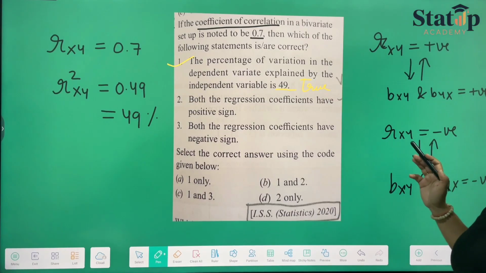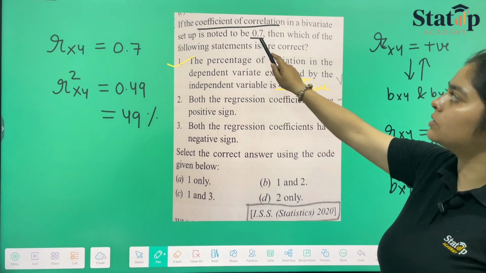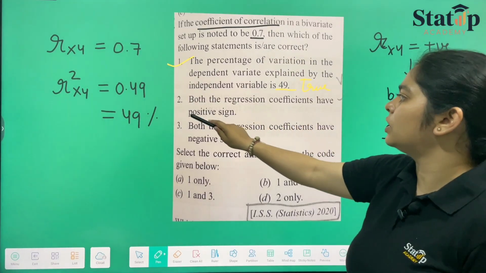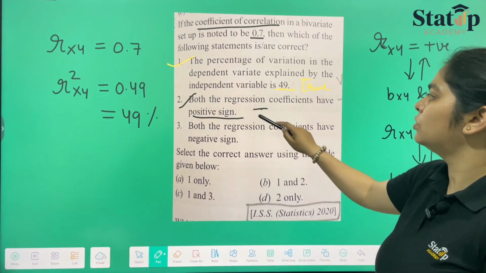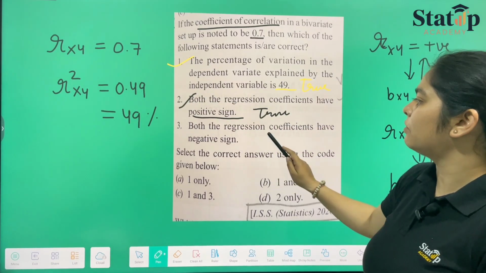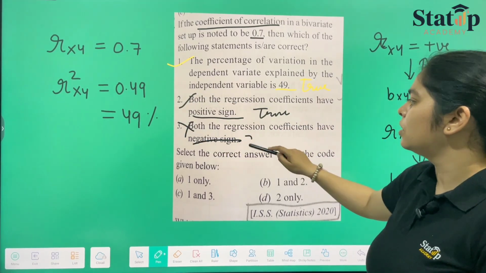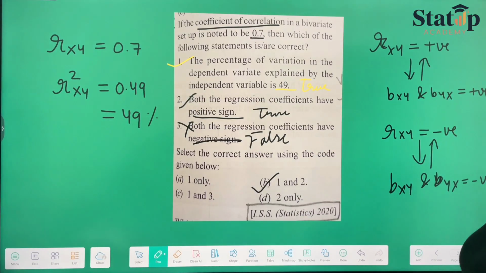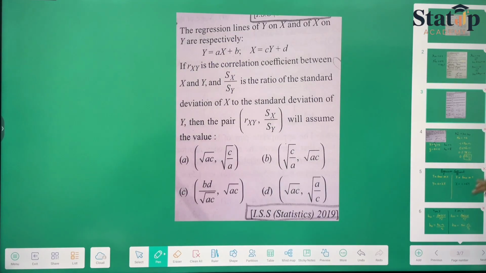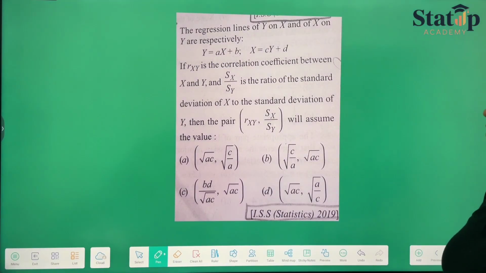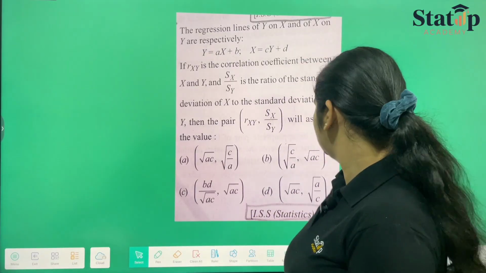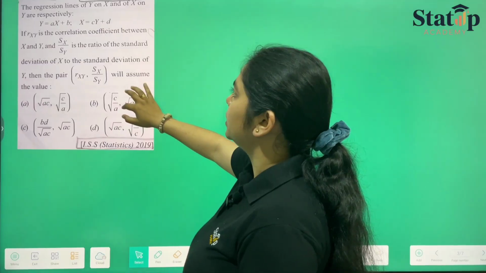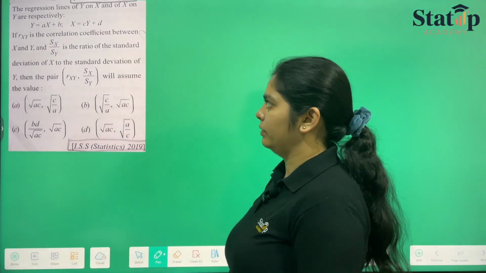rxy will be negative. So here we can see that rxy, which is the coefficient of correlation, is positive. Hence the regression coefficients have positive sign. This is also true. And here they have given that they have negative sign, so this is false. So which statements are true? Only 1 and 2, option number B. This is how we solve them. For this you need to know the properties of the regression coefficients.